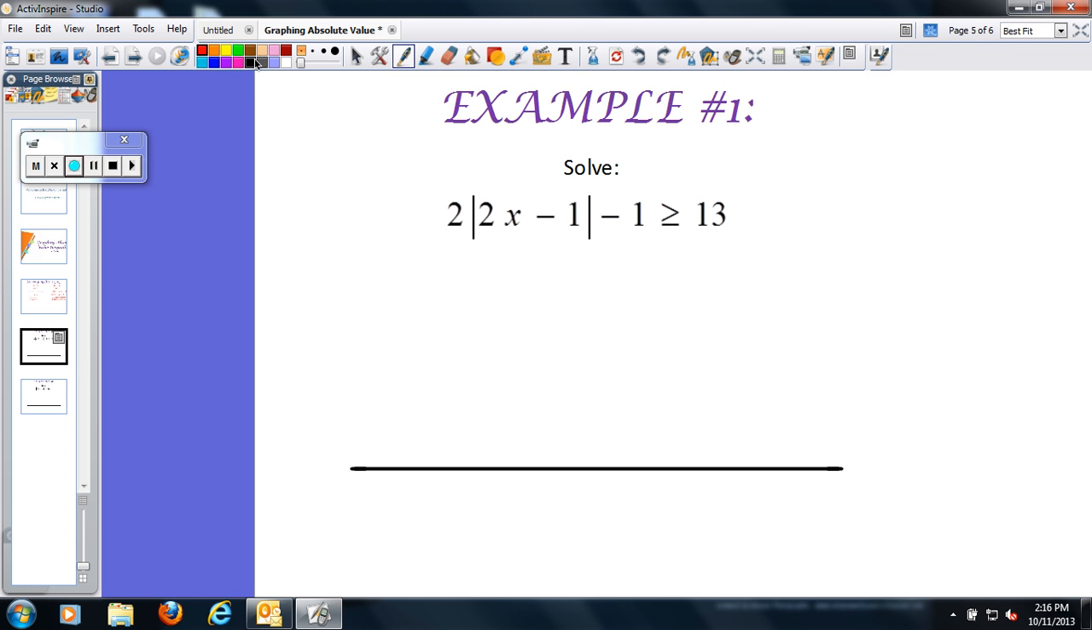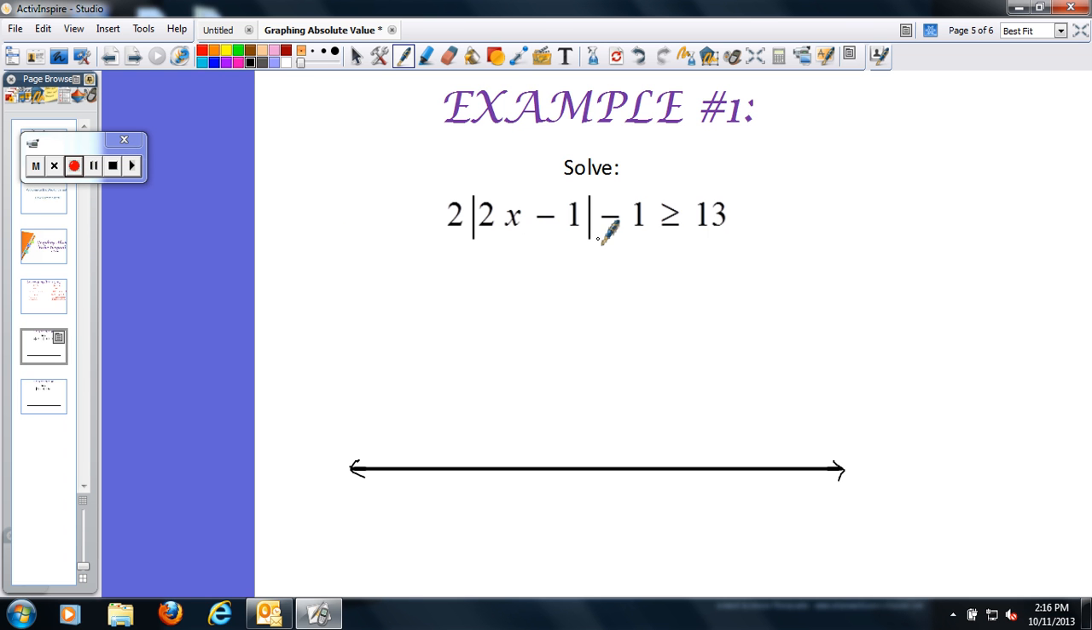All right, so you have 2 times the absolute value of 2x minus 1 greater than or equal to 13. In doing these, we're going to have to do exactly what we've had to do all the other times. We have to start by solving the problem.